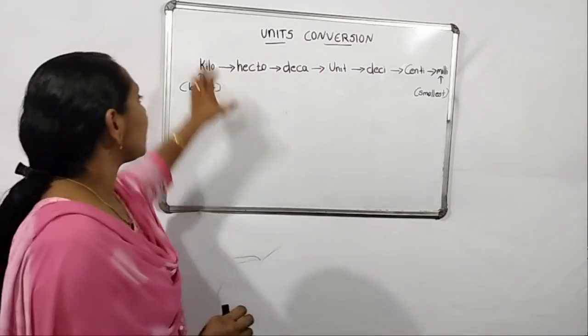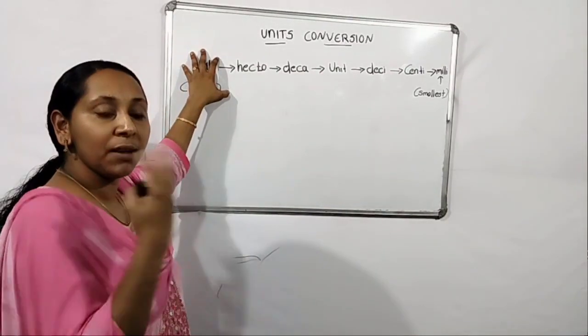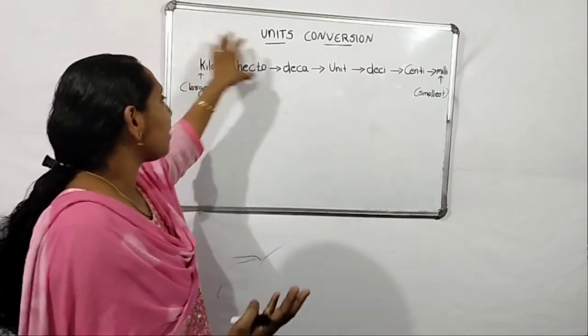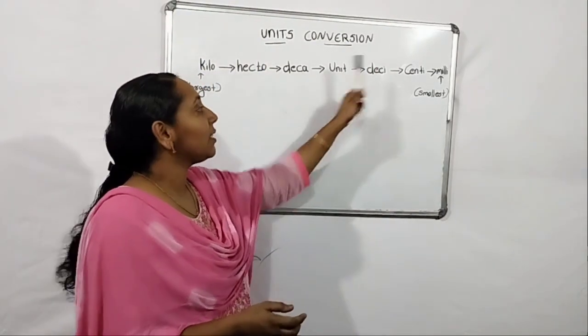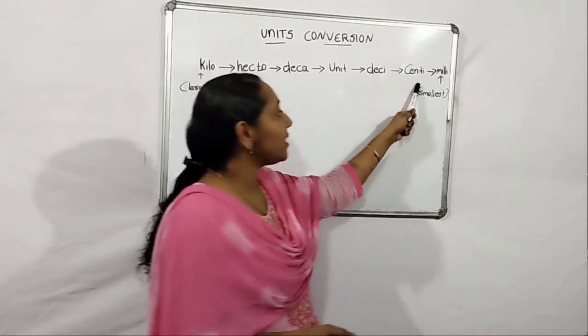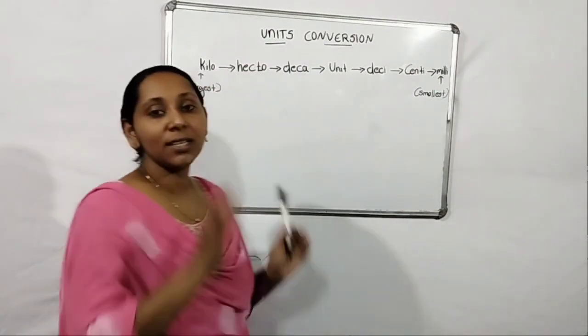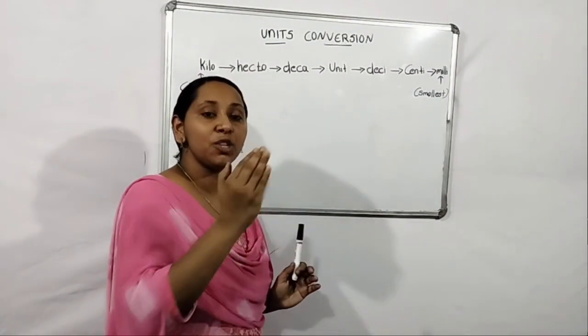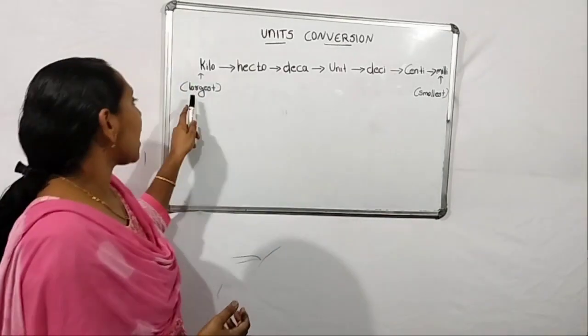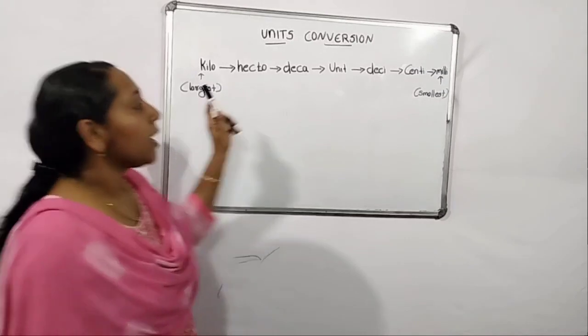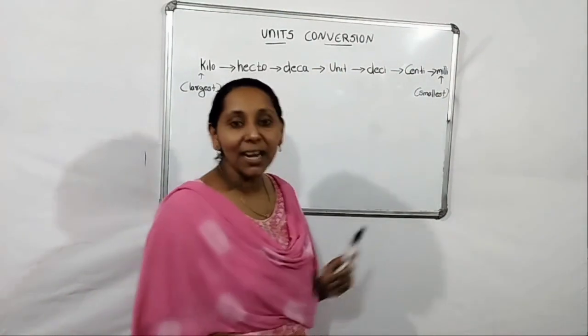Okay. The first largest unit comes from the word kilo. Second one is hecto. Third one is deca. And then the unit itself. Then deci, centi and milli. This is the arrangement of units from largest to smallest. So the largest units are kilo units and the smallest units are milli units.